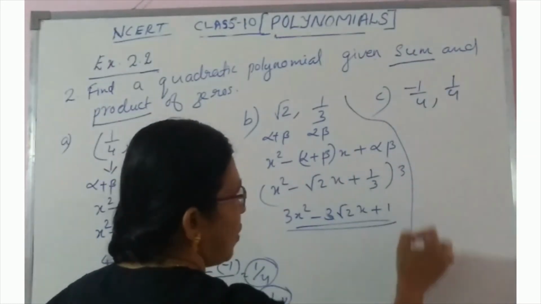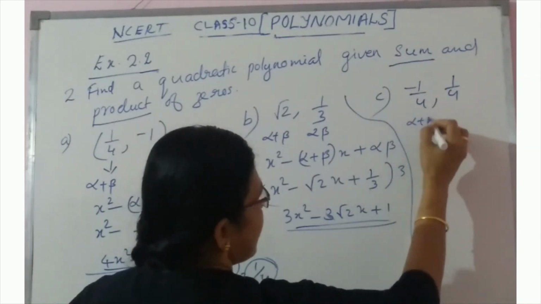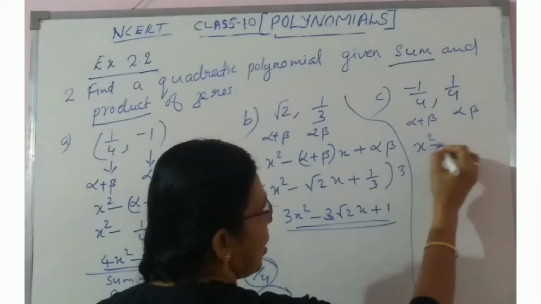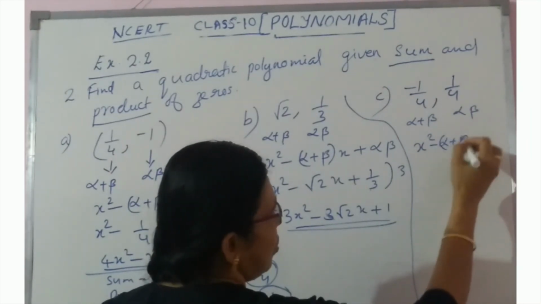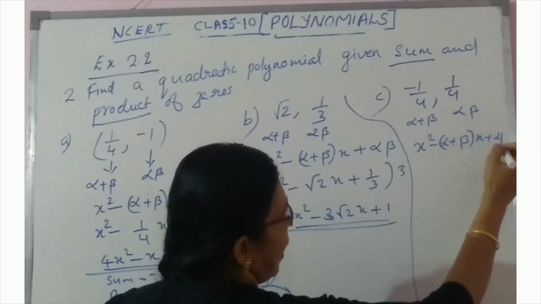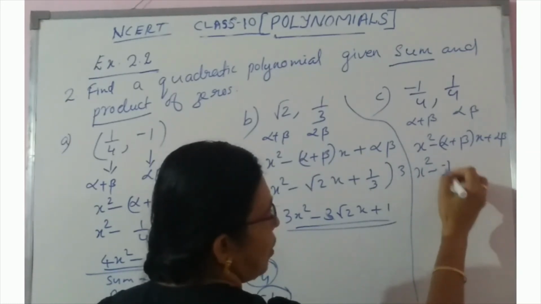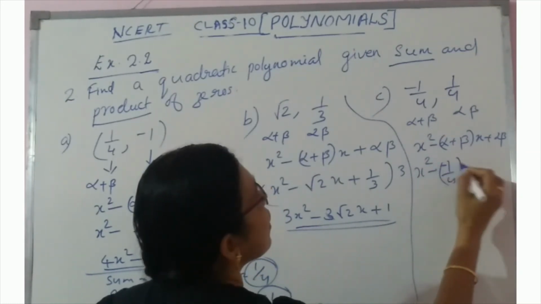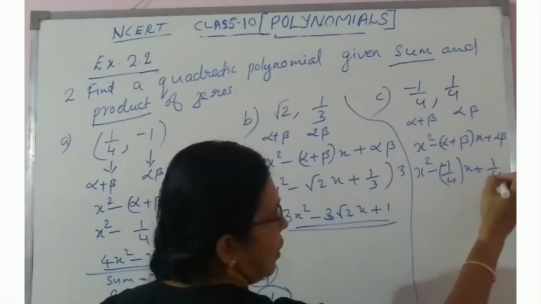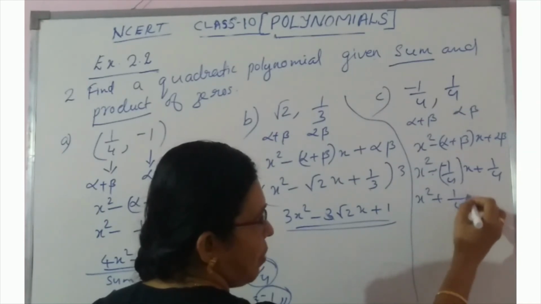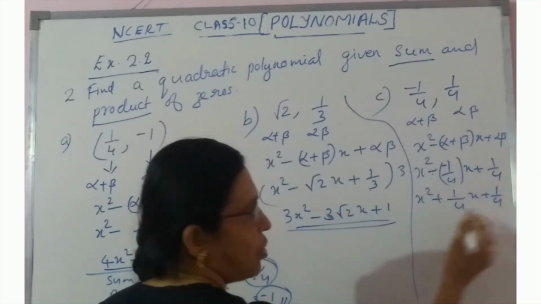Now last one we can do. Alpha plus beta is minus 1 by 4 and alpha beta is 1 by 4. Formula is x square minus alpha plus beta into x plus alpha beta. X square minus alpha plus beta minus 1 by 4 into x plus 1 by 4. So here minus and minus will become plus. So x square plus 1 by 4 x plus 1 by 4. Here also 4 is there.